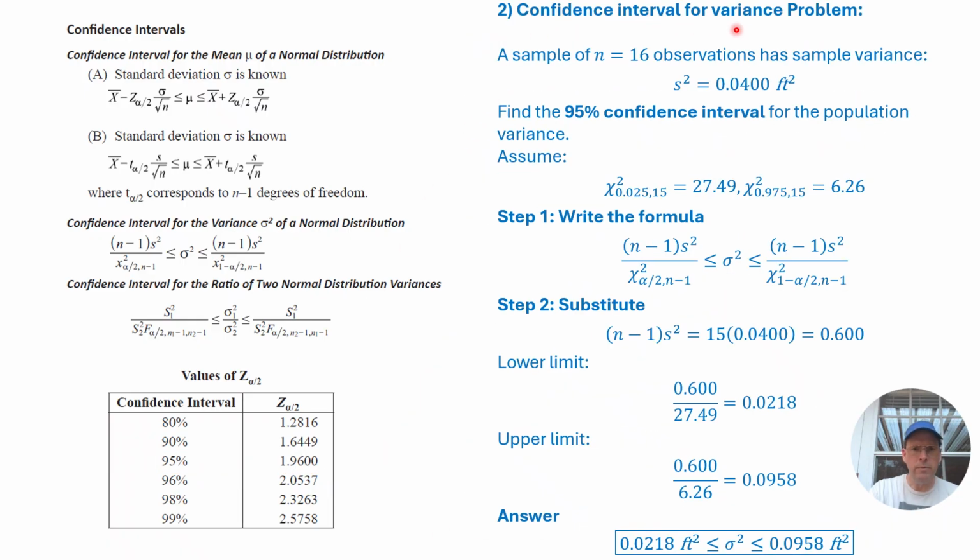And now a confidence interval for a variance problem. So I'm going to do one on this one here. A sample of n equals 16 observations has a sample variance s squared of 0.04 square feet. Find the 95% confidence interval for the population variance.